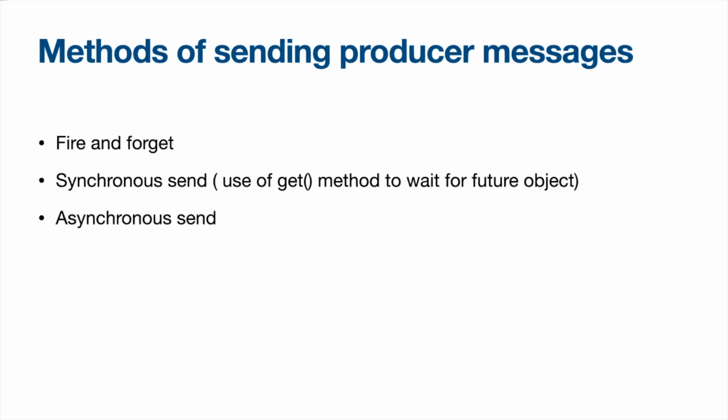Next one is methods of sending producer messages. Mainly there are three ways you can send messages to your Kafka topics: fire and forget, synchronous send, and asynchronous send. Under fire and forget, your producer client sends messages to your Kafka broker, and it does not expect any return of metadata or exception from your Kafka broker.